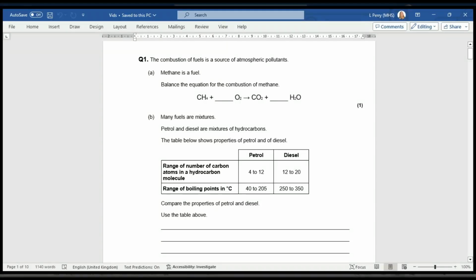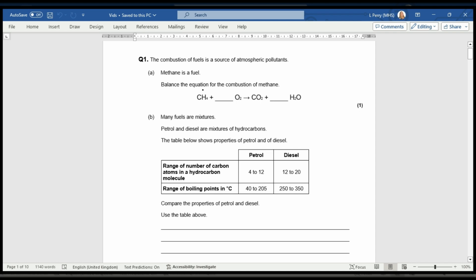This is just a quick question about pollution in the atmosphere, which is on chemistry paper 2. So, the combustion of fuels is a source of atmospheric pollutants. Methane is a fuel. Balance the equation for the combustion of methane. So, this first question, you don't actually have to know anything about the atmosphere, pollutants, and that. We're just being asked to balance a chemical equation.